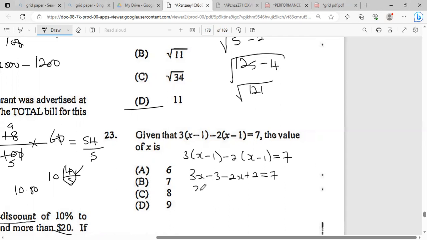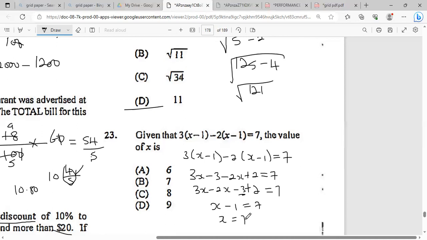All right, so now we have 3x minus 2x, and then we have minus 3 plus 2 equal 7. So this will give us x minus 1 equals 7. In case you're wondering, oh, I got -1: the 3 is bigger than the 2, so we subtract, but we keep the sign of the bigger one. Carry over this, it becomes a positive. So it would be 7 plus 1.